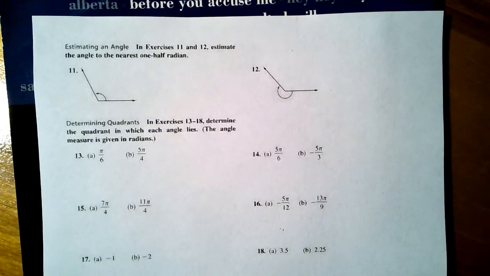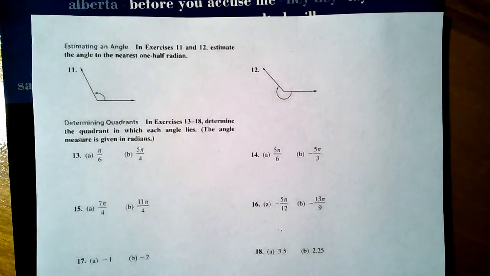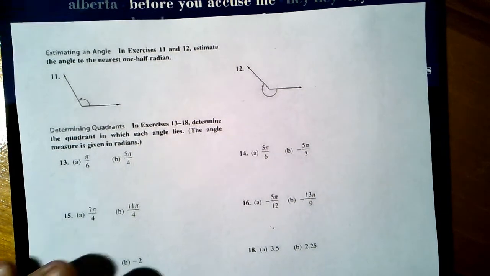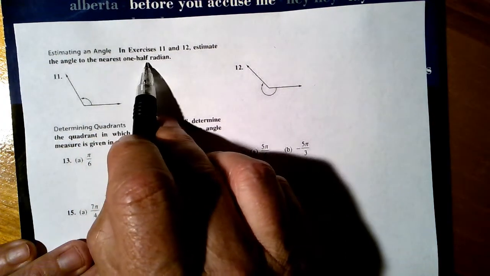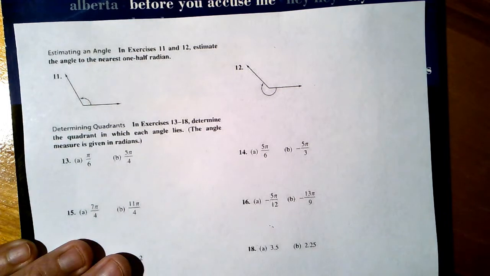Like I said, we're going to have a lot of problems, but it should end up being a whole lot of easy. And to be perfectly honest, on the first page, numbers 11 and 12 may be the toughest ones on here. Estimate the angle to the nearest half radian.